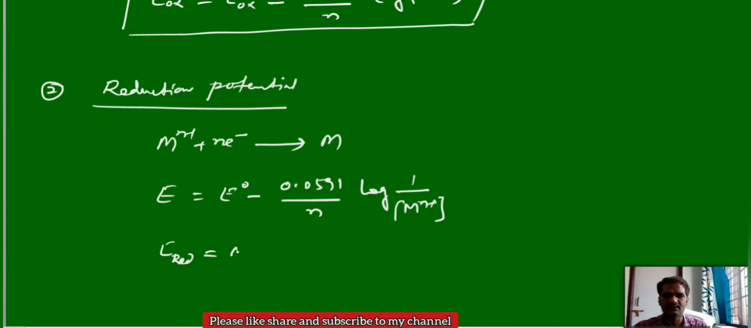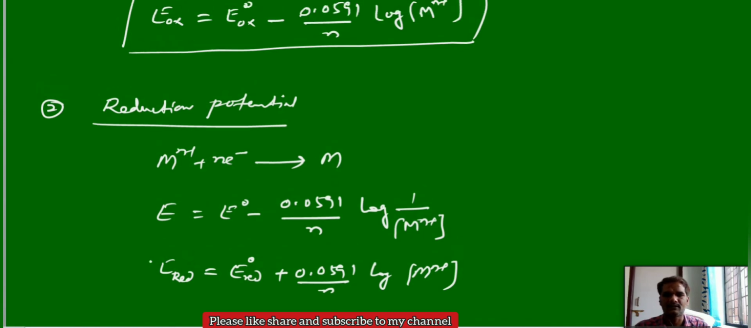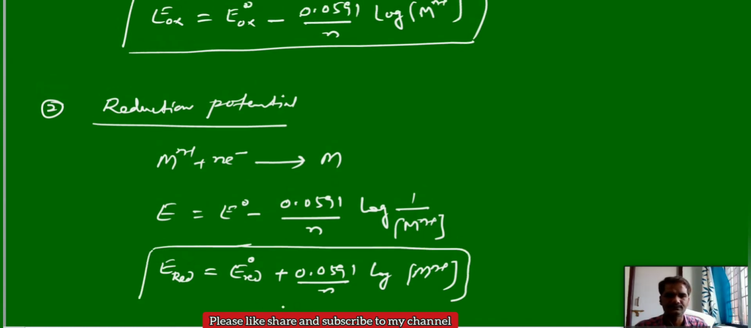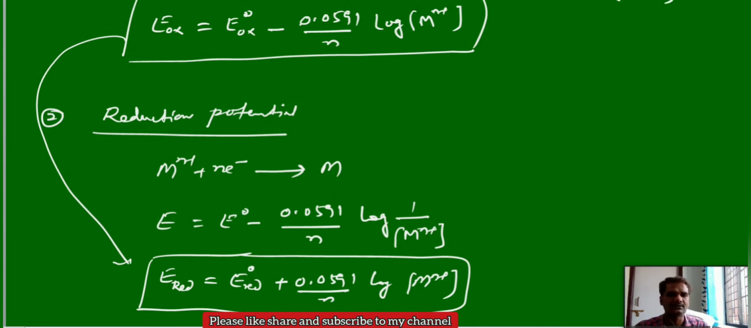E reduction is equal to E naught of reduction potential, and here you can take this denominator into the numerator part, then you will get minus minus plus 0.0591 by n and log of the concentration of metal ions. This is the reduction potential value. Or else you can take this directly from here to here. What is that? E oxidation is equal to negative of E reduction. You can take this negative and convert.